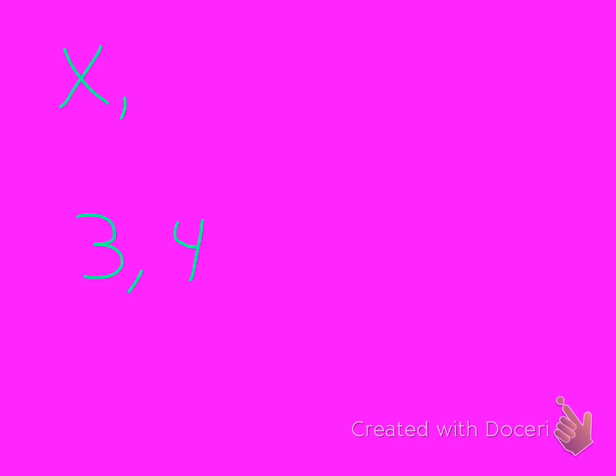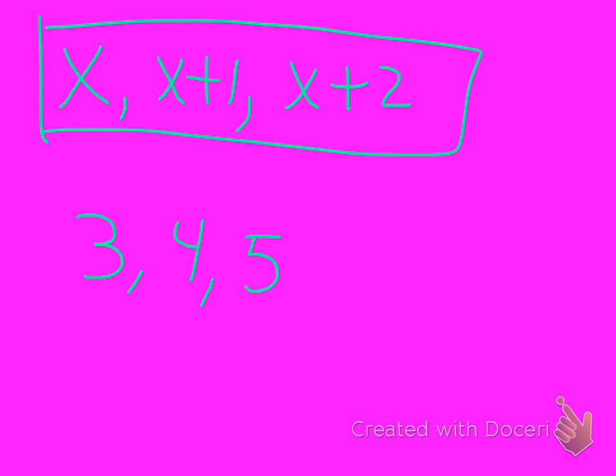Mm-hmm. So if we have x, how do I get to the next number? Plus 1. Plus 1. Plus 1. And now, if I started with x, and I started with 3, how do I get to 5? You add 2. Oh, and so then you'd add 3, and add 4. This is a list of consecutive numbers with algebra. Does that make sense? Mm-hmm. Okay, so we'd have x and x plus 1 and x plus 2.